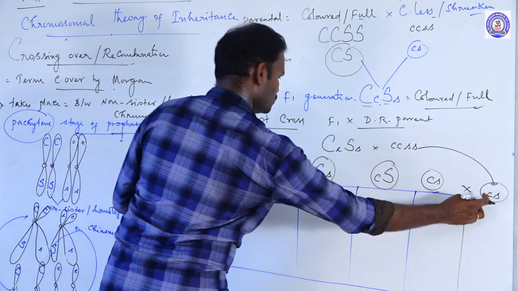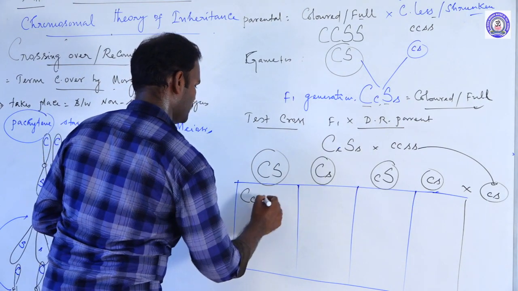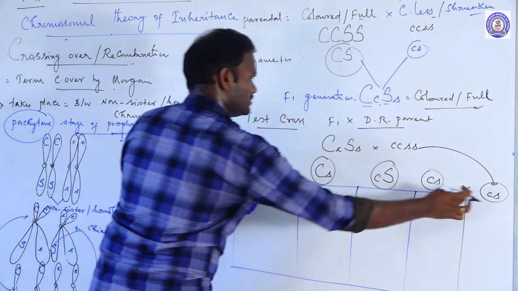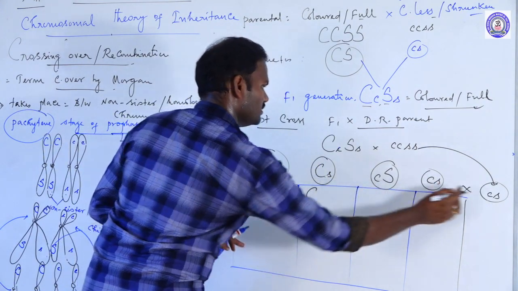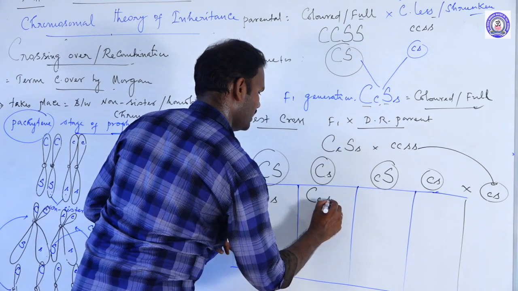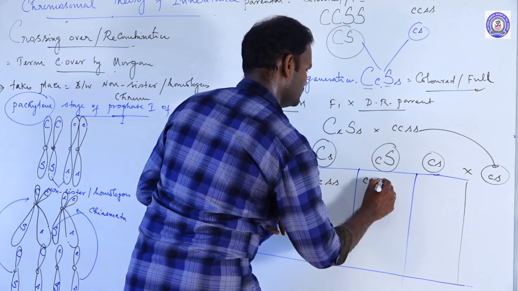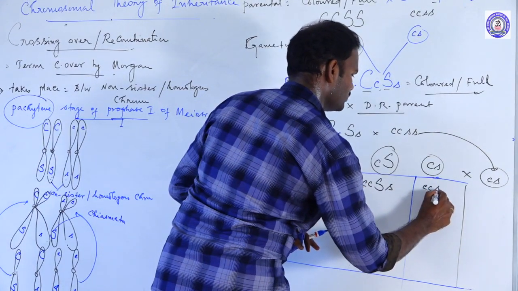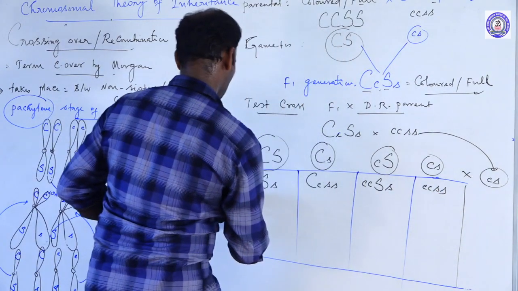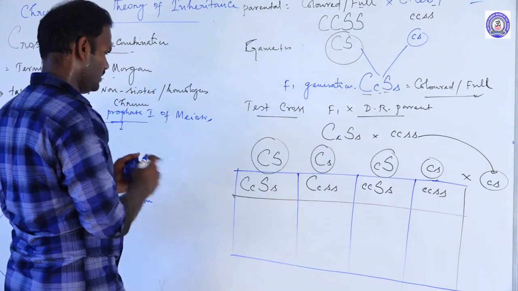If we cross these 2, capital C, small c, capital S, small s, these 2. Next, these 2, capital C, small c, small s, small s. Next, this, small c, capital S, small s, small c, small s, small s. So, as a result, actually, it is a genotype.